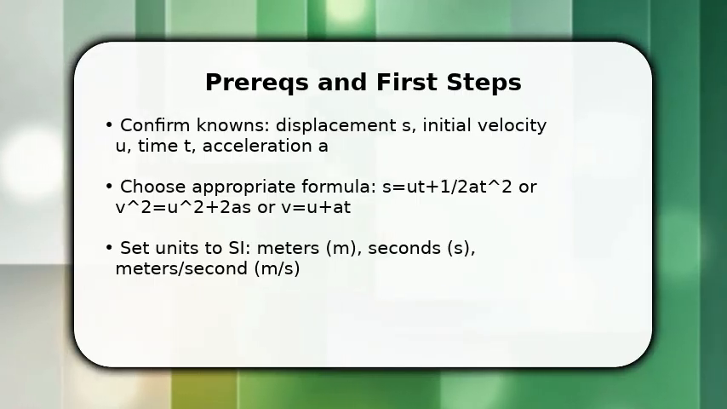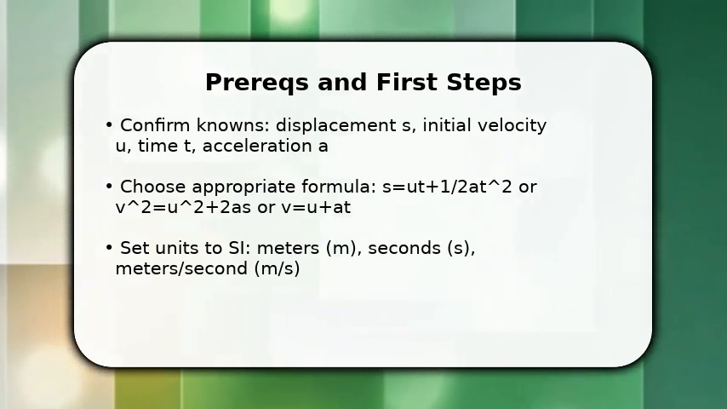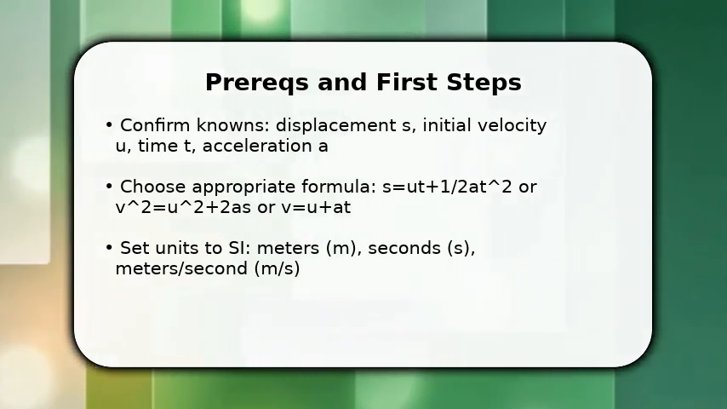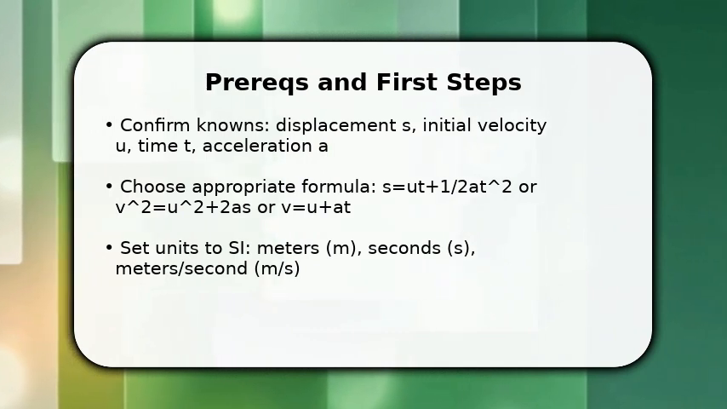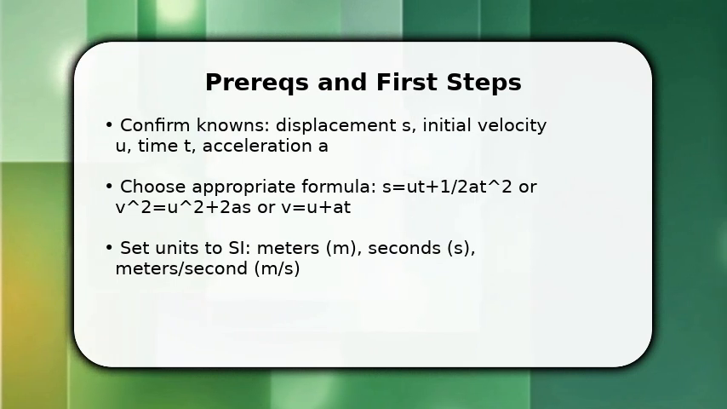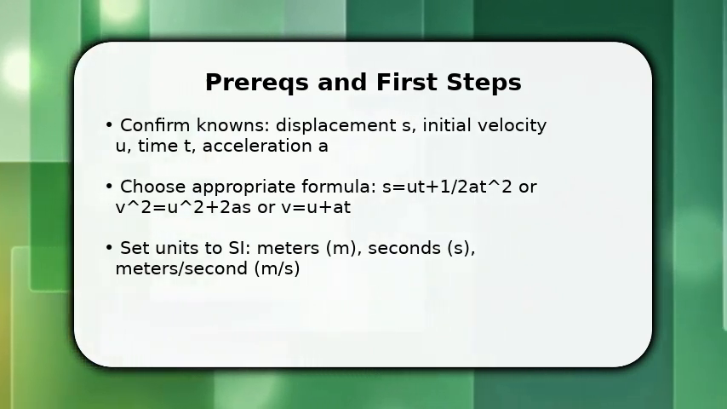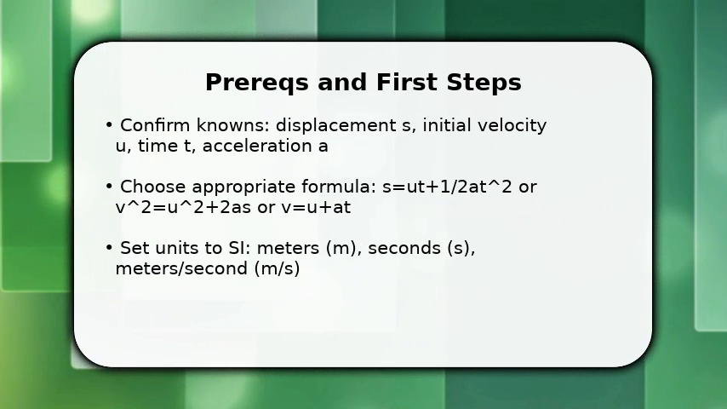You need core values before plugging numbers in. Start by listing what you know: s, u, v, a, t. Decide which equation isolates the unknown. Use v = u + at for velocity after time t, s = ut + 1/2 at² for displacement, or v² = u² + 2as when time is missing.